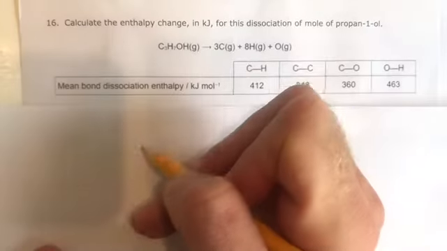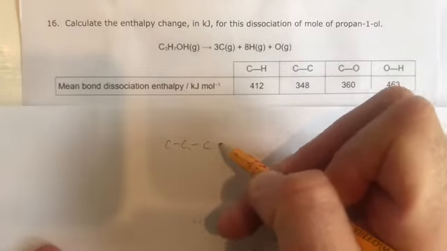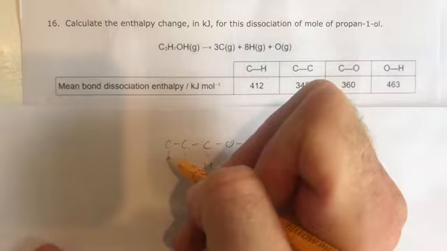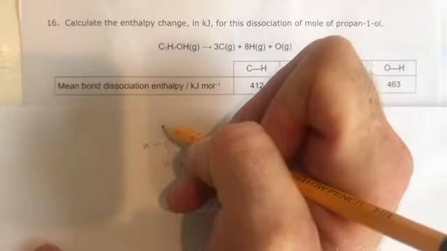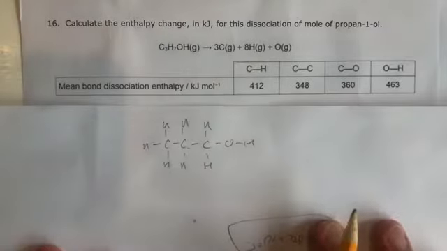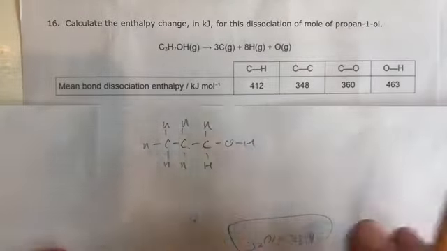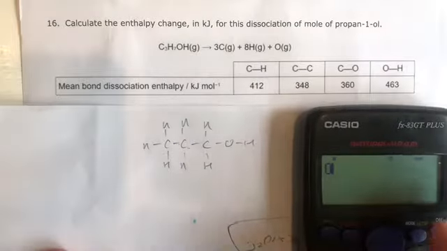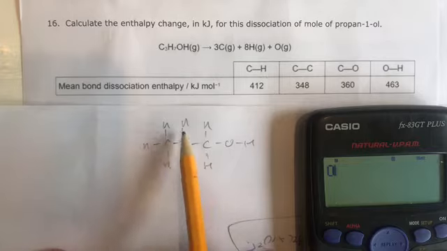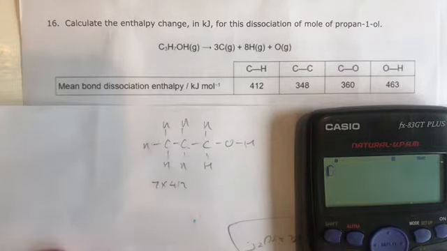So what you have to do here is work out what propan-1-ol looks like. And as soon as you've done that, then actually it's pretty easy. So there's your propan-1-ol, and then you've just got to work out how much it takes to break all these bonds. So for this one, it's going to be, what do we got? C-H is first. 1, 2, 3, 4, 5, 6, 7. So it's 7 times 412.